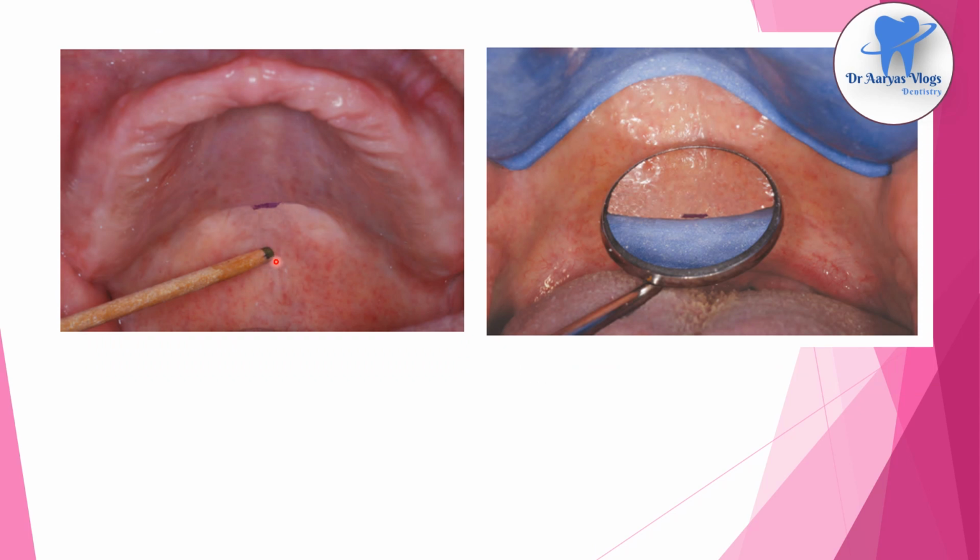Here the vibrating line has been identified at the midline and is marked with the indelible marker. Here the posterior end of the impression tray is shortened to coincide with the vibrating line.